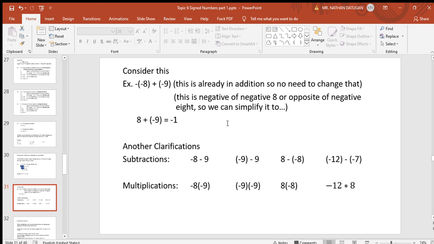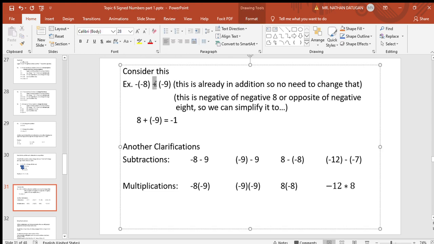Now let's consider this kind of problem. Consider negative of negative 8 plus negative 9. This is already an addition, so we don't need to change this part. But what can we change then? Can we already add? No, it's kind of hard for us to add negative of negative 8 plus negative 9. We need to simplify this part.